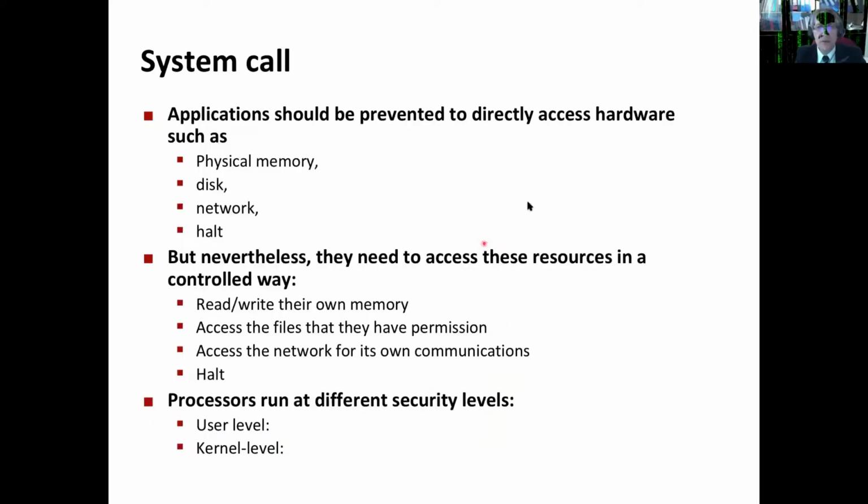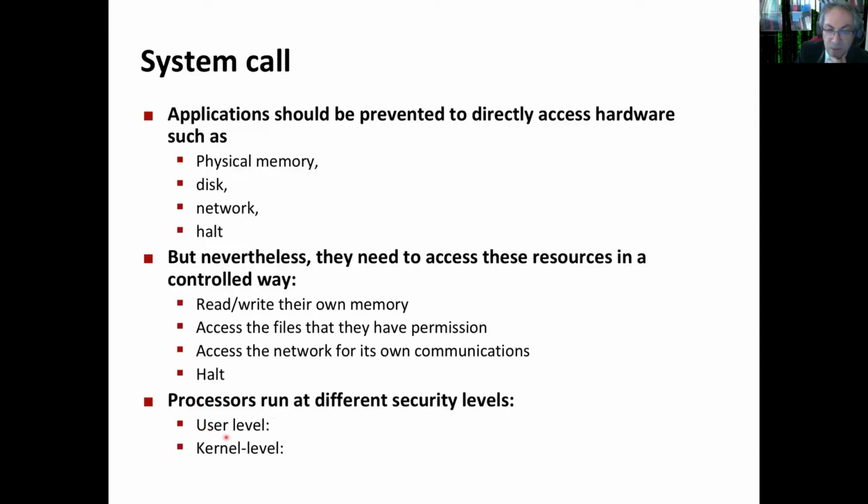So let's move on. What we mean by a system call is, whenever you have applications, we want to prevent direct access to hardware. I don't want the programs to access the disk directly. I don't want the programs to access the memory or the network card, okay? Because if you allow them to access them in an uncontrolled way, they can access other people's data, they can crash the system, etc. So all these things, like the halt instruction, we want to prevent direct access. Nevertheless, they have to read and write memory, they have to access files, they have to access the network, etc.